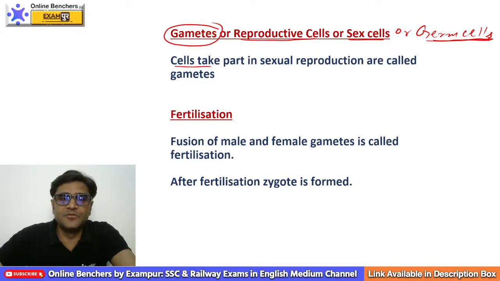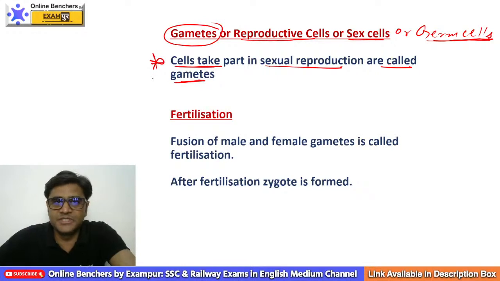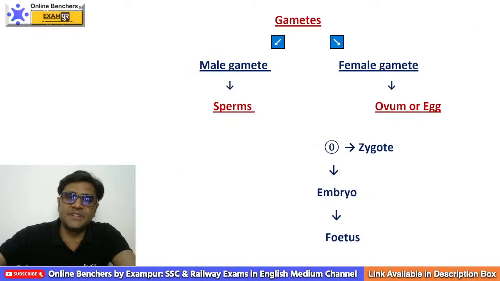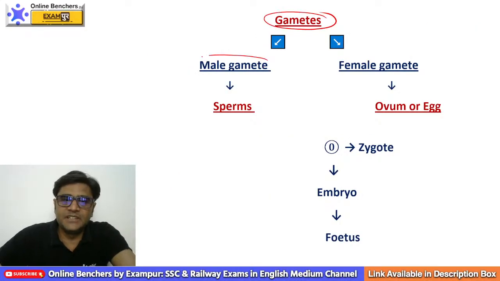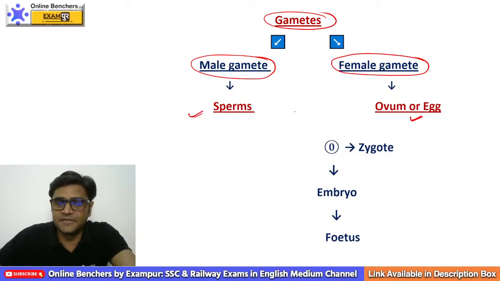Gametes are the cells, those cells which take part in sexual reproduction are called gametes. Please remember this point. Gametes are of two types: male gametes and female gametes. Male gametes are known as sperms and female gametes are known as ovum or egg.